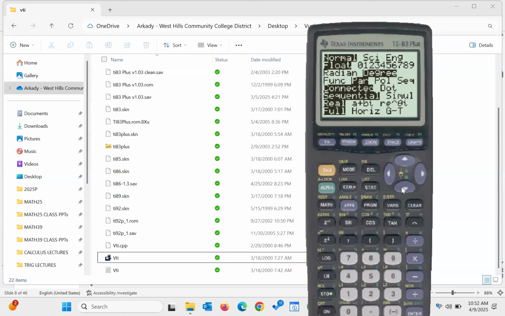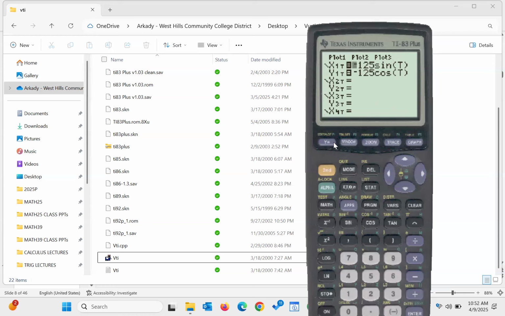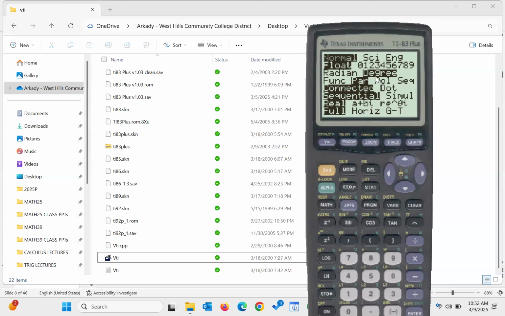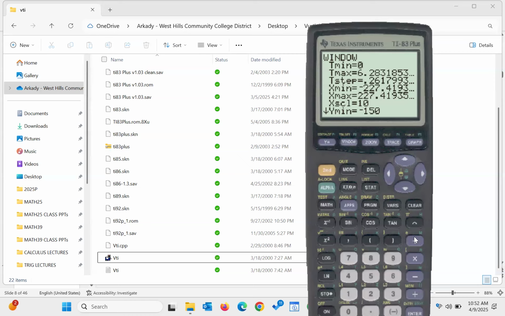Are we good there? Now let's jump to our window. We changed it to degrees on the mode, so let's go to window. From here, it's going to be from 0 to 360. Oh, you know what would be fun? I wonder what's going to happen if I accidentally change it to degree mode but keep this the same. I'm going to graph it.